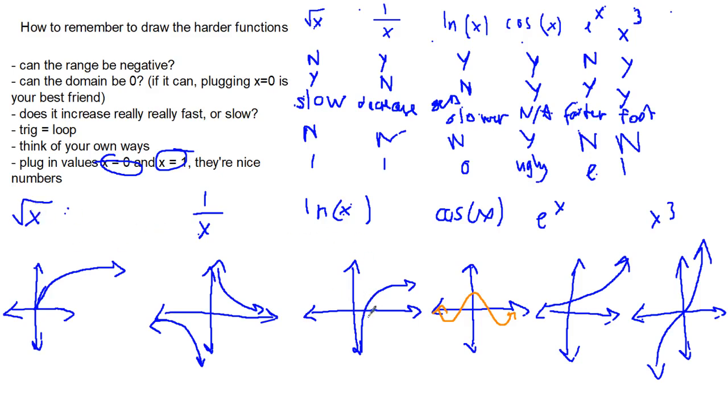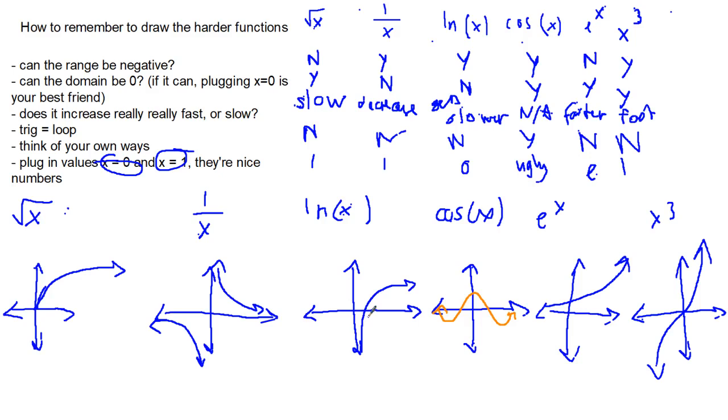So for ln of x, you plug in 0 and 1 and you get really nice numbers. If you want a curve sketch, you have to ask yourself, can the range be negative? A lot of these functions can have a negative range, for example e to the x and square root of x. Can the domain be 0? Well, 1 over x can't be 0, and ln of x can't be 0. What else can't be 0? I think that's it, there might be more.